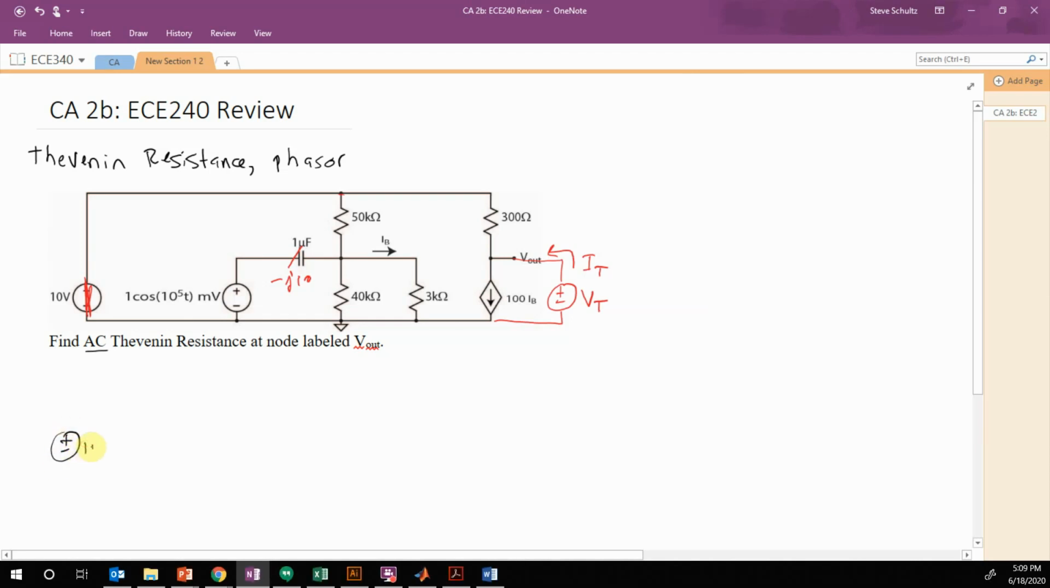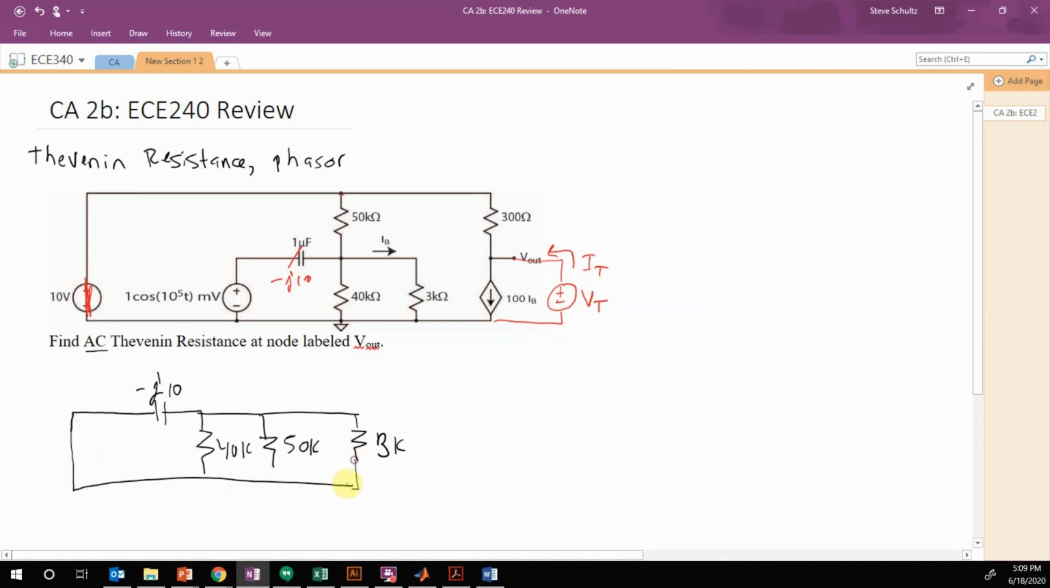So we have 1 millivolt. We have minus J10. And then we have 40 kiloohms. We have 50 kiloohms. And we have 3 kiloohms. Now, when we put on our test source, we also have to turn off our independent sources. So we're going to come in here and replace that with a short.